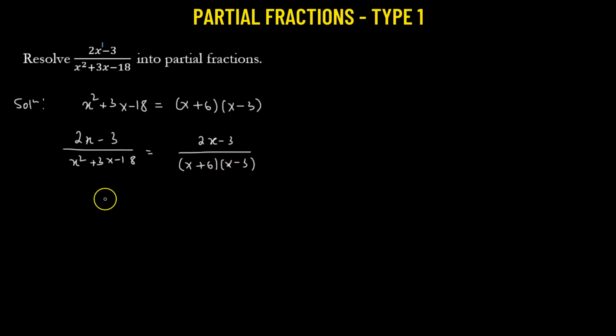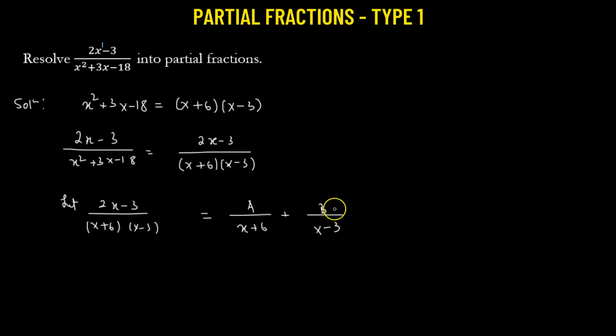Now the whole reason we have done this is so that we can let 2x minus 3 divided by x plus 6 multiplied by x minus 3 equal the sum of two partial fractions, which will be A divided by x plus 6 plus B divided by x minus 3. Now A and B are some constants and we need to find out their values.